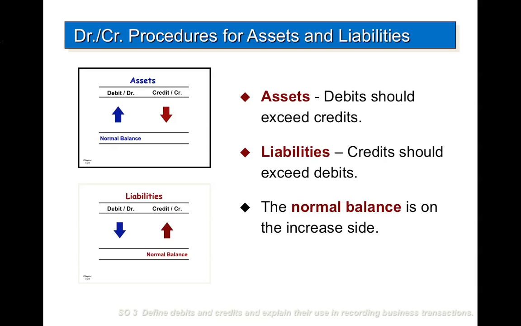Just to further illustrate to you again, assets, debits should exceed credits. The normal balance is always going to be on the debit side. Liabilities, credits should exceed debits, so you should have a credit balance. The normal balance is on the increase side. So liabilities, normal balance, credit. Assets, normal balance, debit.